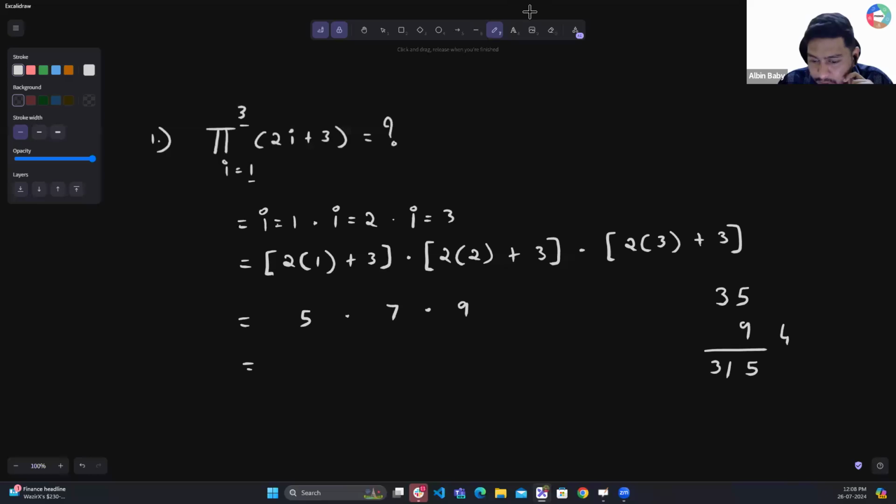So my total answer is 315. All right. So my total is 315. Any doubts in this? Any one of you? How did I calculate it? See, it's simple. Previously, in summation, you're finding the sum of the sequence. Here, you're finding the product of the sequence.